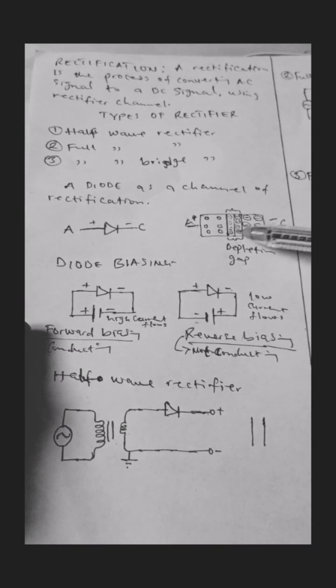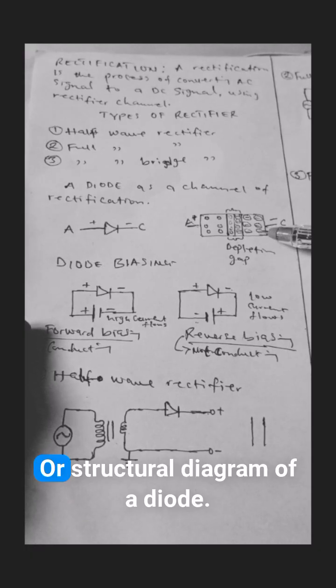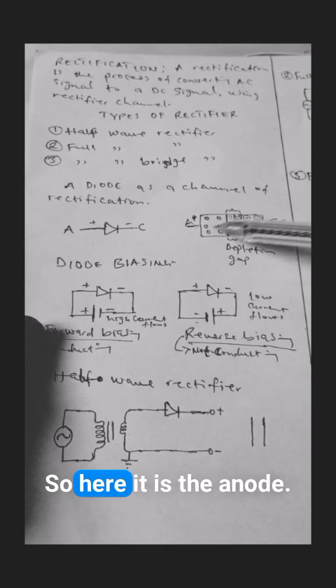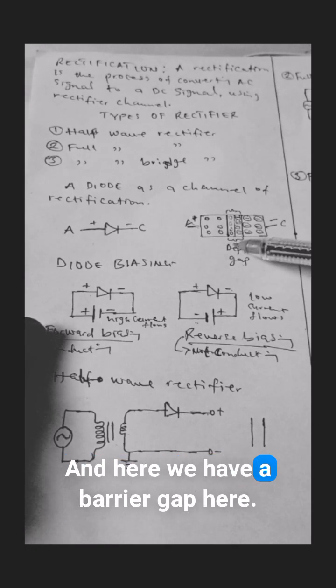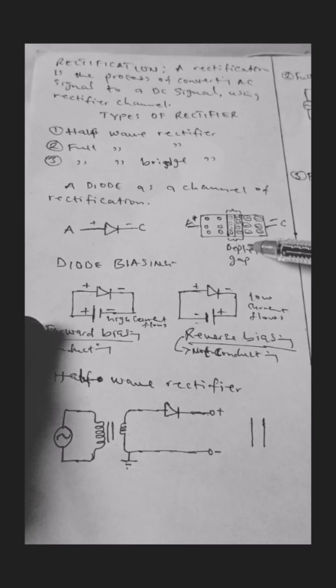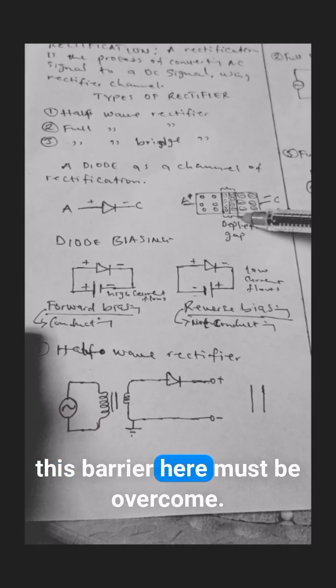And here is the structural diagram of a diode. Here it is the anode, here is the cathode, and here we have a barrier gap. So for this diode to conduct electricity, this barrier here must be overcome.